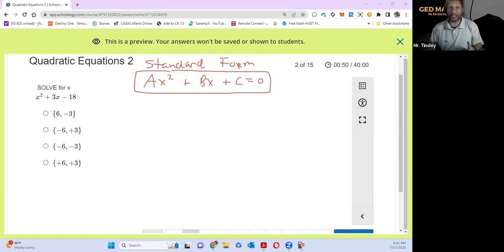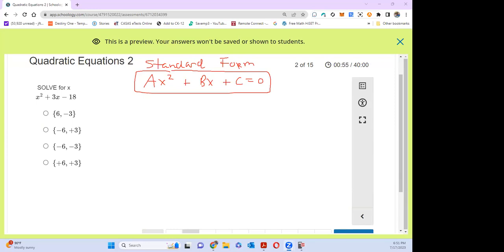Do you know the standard form of a quadratic equation? If you don't, that's where you start. If you don't know where to start, you might not be able to solve a quadratic equation.